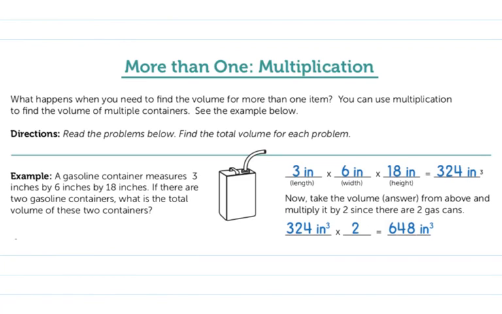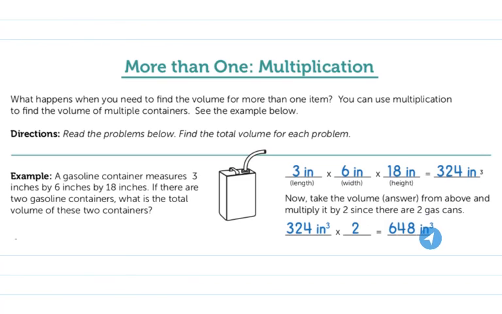So what we do is we first start by finding the volume of just one container. So they did 3, because it said 3 inches by 6 inches by 18. So they did 3 times 6 times 18, and they got 324 inches cubed, or cubic inches. So that was just the volume of one of these gasoline containers. Now to find the volume of 2 containers, they just took that above answer, 324, and multiplied it by 2 because there's 2 containers. So 324 times 2 is 648.